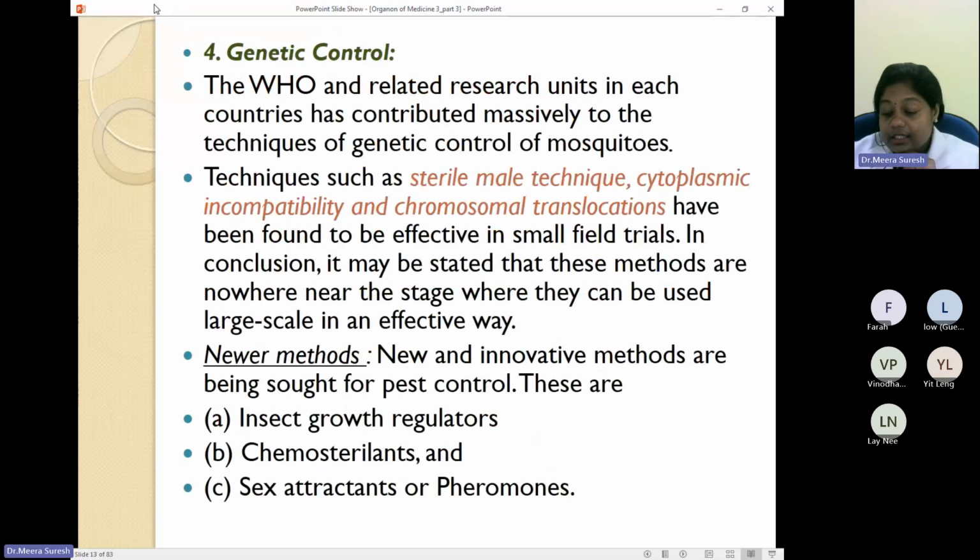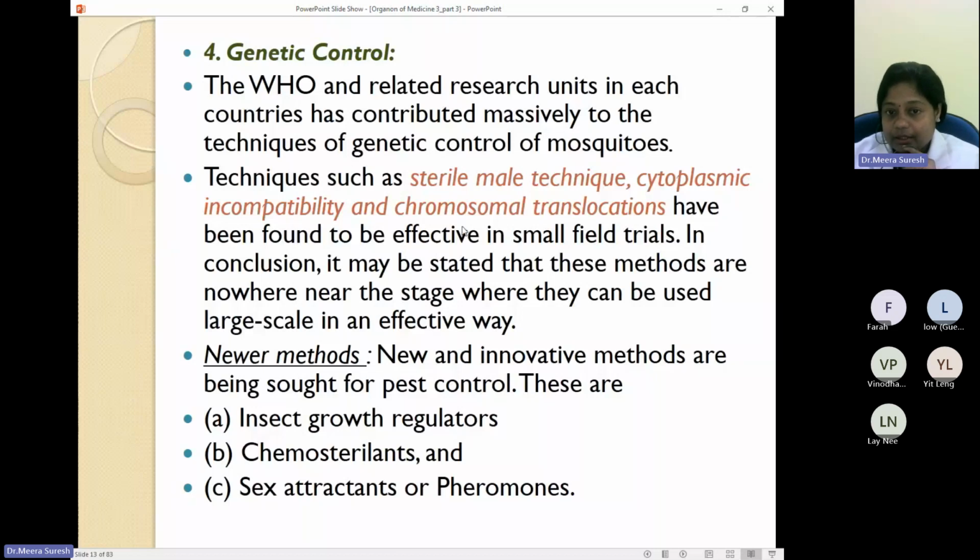And this is mainly done for mosquitoes, which spread diseases like malaria, Zika, and also dengue fever. So with this introduction of genetically engineered genes into the mosquitoes, they are going to disrupt the normal reproductive cycle. So that is what is happening in chromosomal translocations.